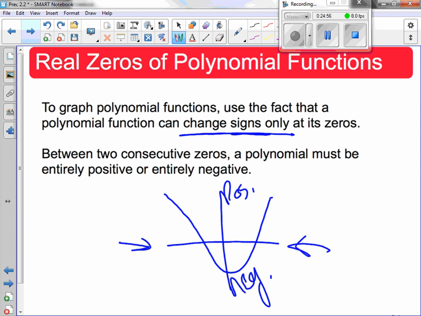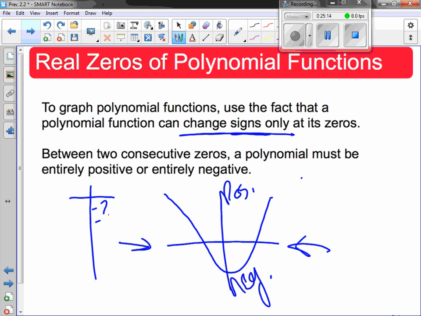Between two consecutive zeros, a polynomial must be entirely positive or entirely negative. Because we don't have a number that is negative and positive. It's either negative or it's positive. So what that means is if we're looking at this, so -7, -6, -2, 4, well, somewhere between -2 and 4, it crossed the x-axis. So that means we have a point between those two that would be a solution.